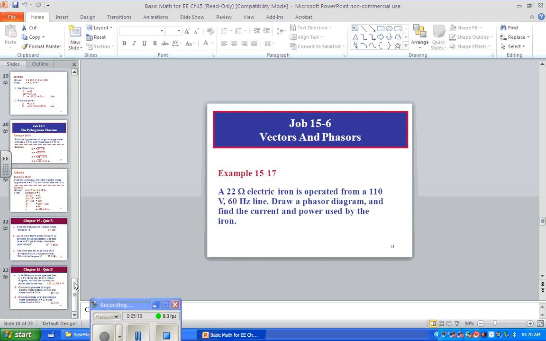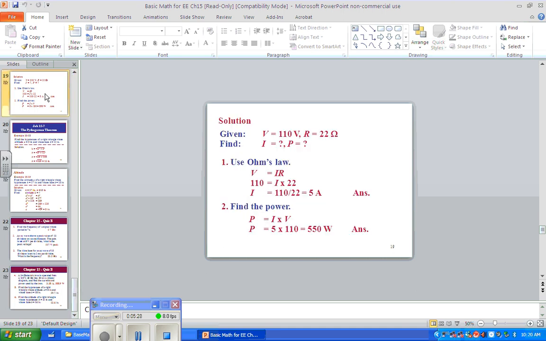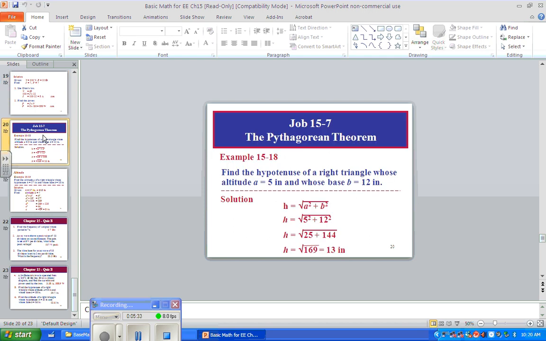A 22 ohm electric iron is operating at 110 volts, 60 cycle line. Use a phasor diagram to find the current and power. Well, we don't really care about drawing a phasor. That doesn't help us much. But take a look at that if you like. Now, I'm going to tell you something.